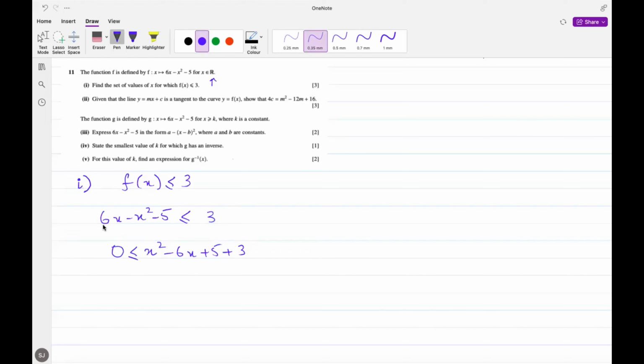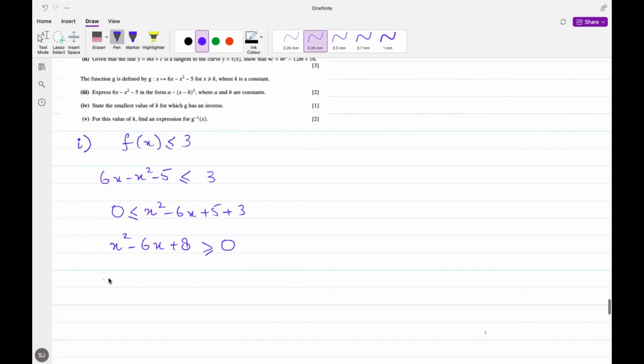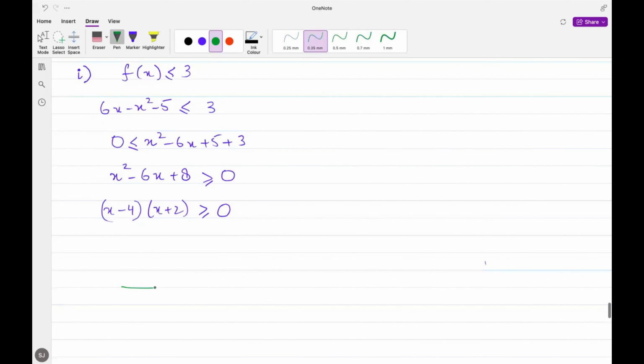So we have taken the term on the left hand side to the right hand side. We can now write it as x squared minus 6x plus 8 greater than or equal to 0. Factorizing this, we will get x minus 4 and x minus 2 greater than 0. Now, to give the correct inequality sign, it is better to sketch a rough graph. So we know that this is the upper limit 4, and this is the lower limit, which is 2.